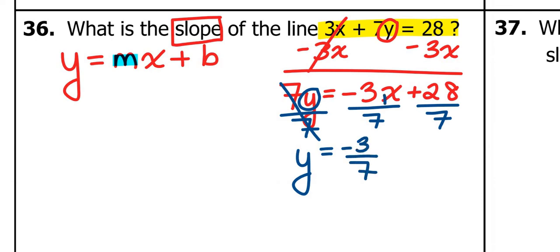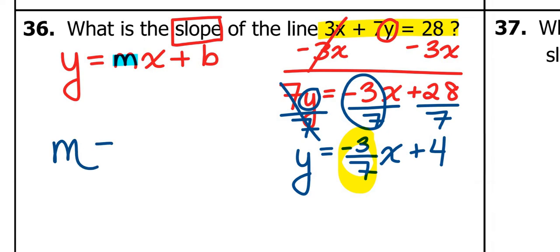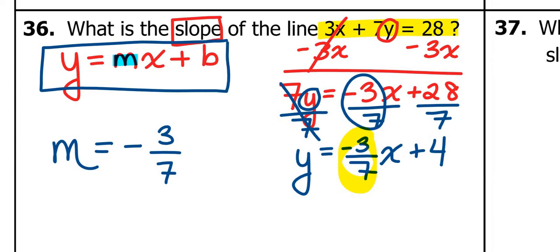You're just focusing on the numbers. Negative 3 over 7x. And then 28 divided by 7 is 4. But we don't really care about the 4. The only thing we care about is the slope, which is the number in front of x, the coefficient. So our answer is m, the slope, equals negative 3 over 7. So key takeaway here: always put your equations for lines in slope-intercept form so that you can quickly identify the slope.